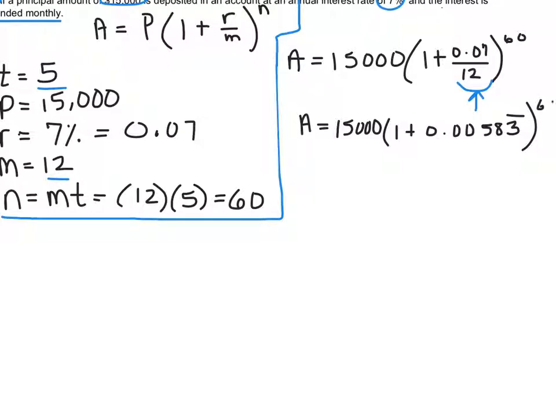Next, we're going to continue to work within parentheses and add 1 to that decimal. Now, when I'm working with my calculator, I like to keep that decimal within my calculator and then just push plus 1. And your calculator should give you a value of 1.00583 repeating. It's important to keep those long decimals in your calculator so you don't have rounding error at the end of your problem.